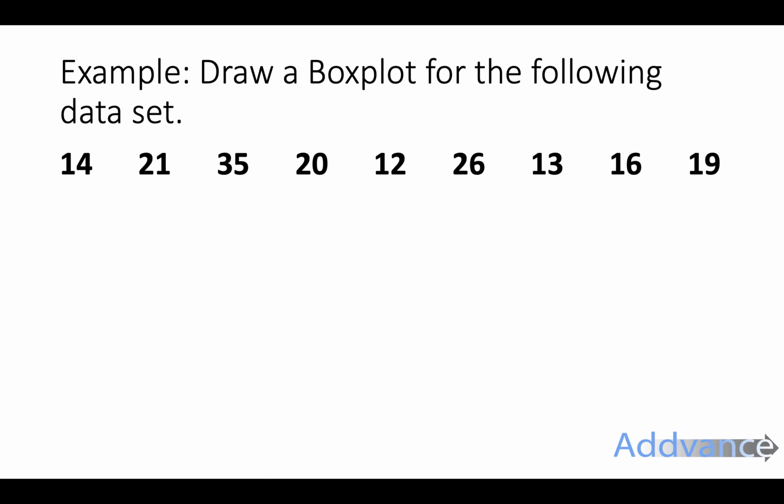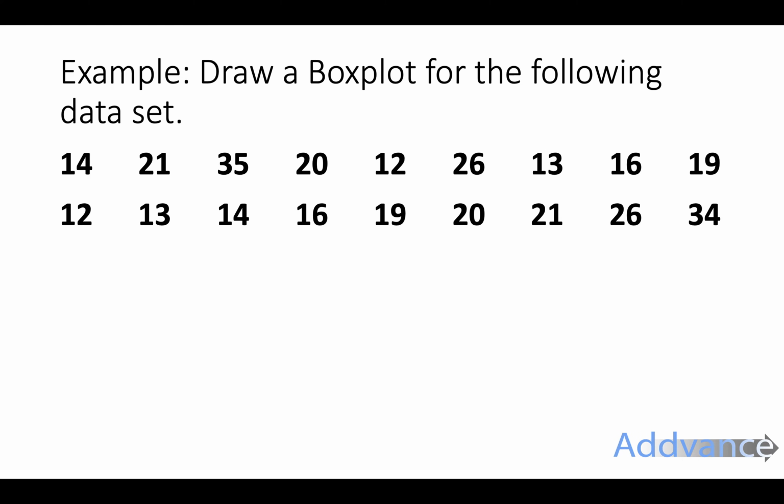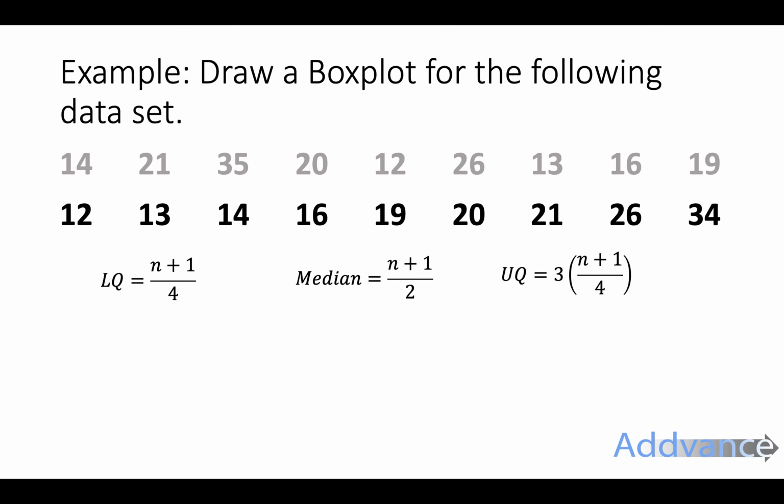Let's see an example of this, and we're going to draw a box plot of this data here. 14, 21, 35, 20, 12, 26, 13, 16, 19. And the first thing I have to do is put them in order. So I've rearranged all those numbers in order from smallest to biggest. Now there are 9 numbers here you can count. There are 9 numbers, and so n is equal to 9. I'm going to put 9 into these formulas here, like this.